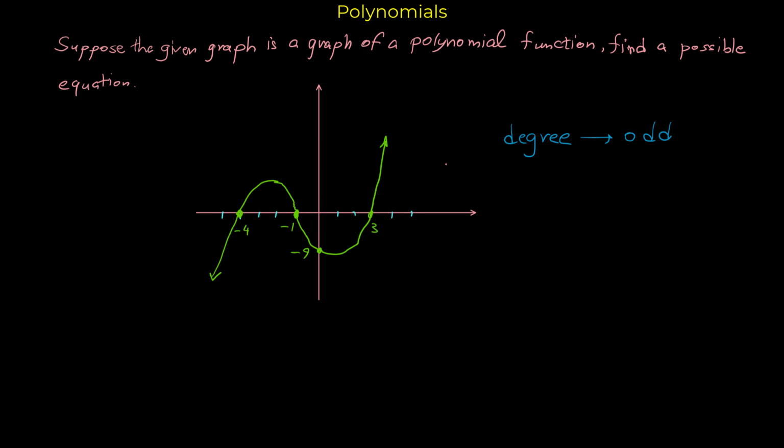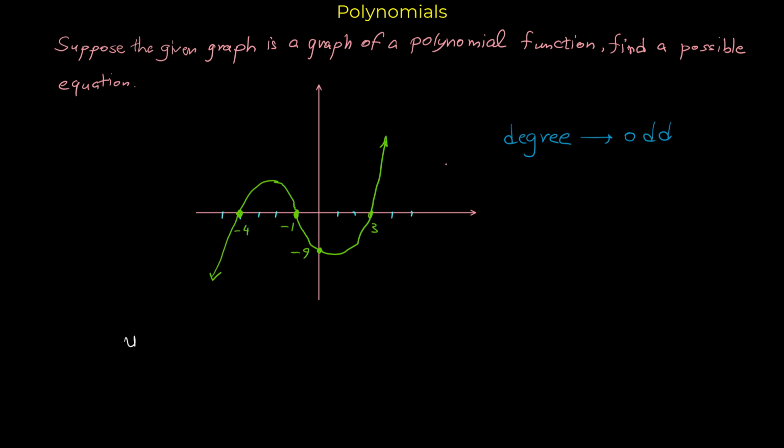But what is the equation? We know that the roots are -4, -1, and 3. And as you can see, the graph simply passes through these points. No bounce has happened, or we don't have anything like this or like this when it crosses the x-axis. So we know that these are simple roots. So this polynomial function has 3 roots and those roots are simple.